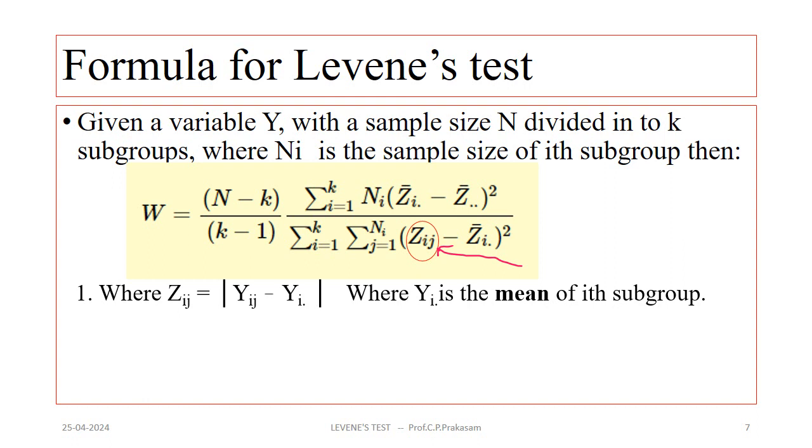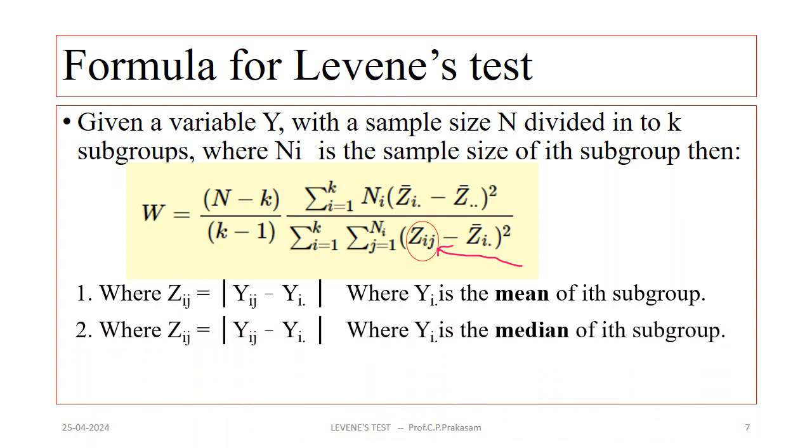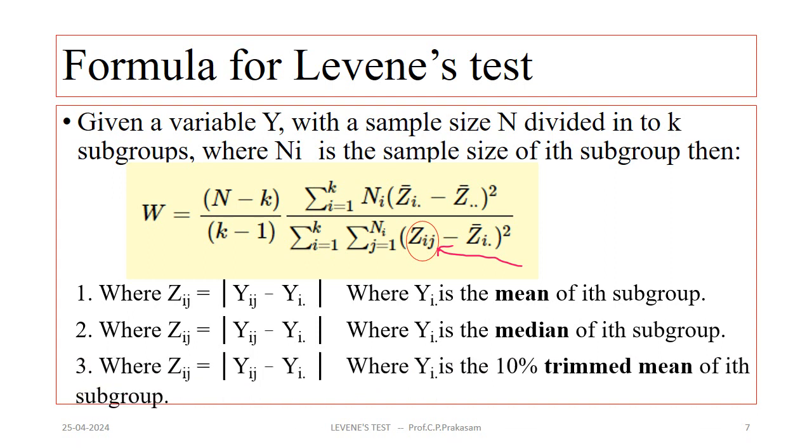again modified by Levene, where Zij equals the modulus of Yij minus Yi., the mean of the observations, where Yij is the variable. When using the mean of the subgroups, it is subtracted from each observation and the absolute value is calculated. If the distribution does not have a mean, then the median of the subgroups is taken into consideration, and if the distribution has a trimmed mean, that can also be calculated.